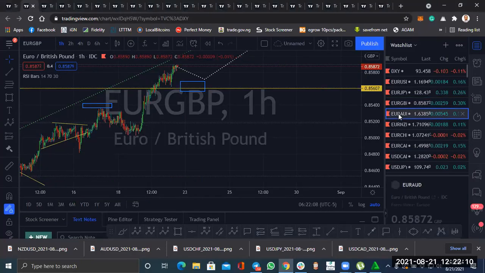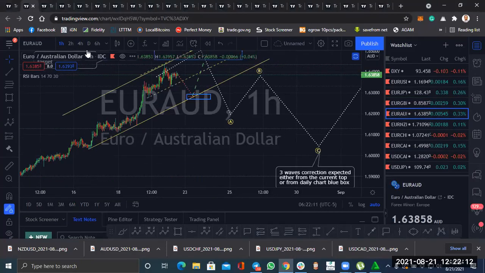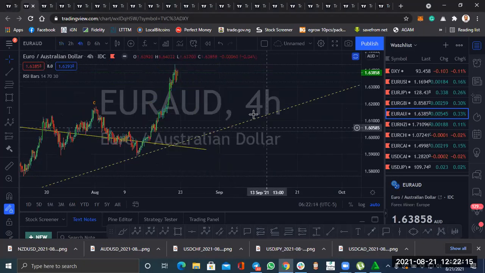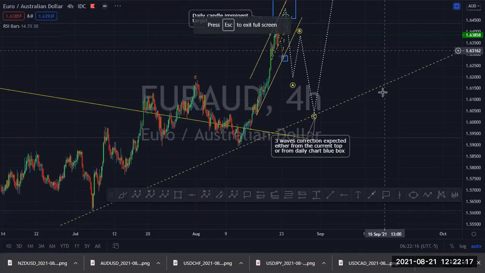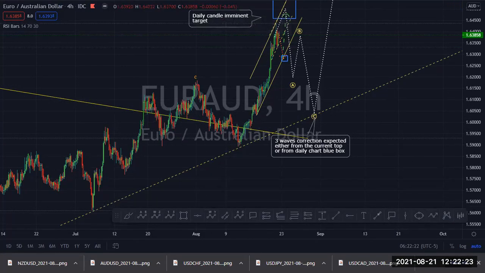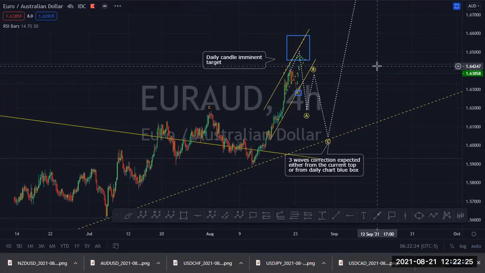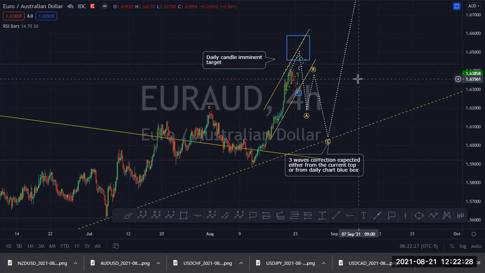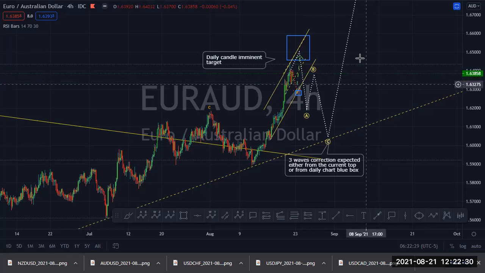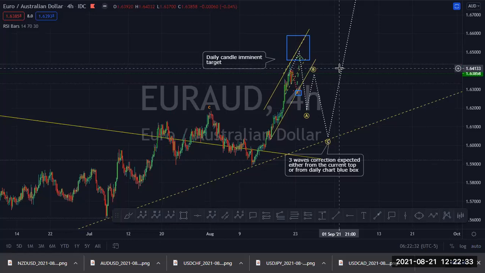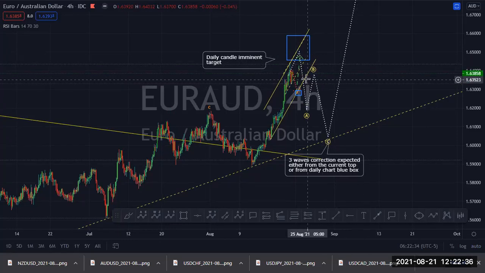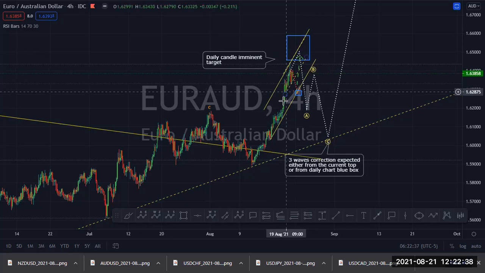The next is Euro AUD. We are equally looking for a 3 waves pullback again, or 3 waves correction, based on the 4 hours. Now let me be mindful of this, because we have a little pin here. The pullback, or the correction, might have started. At least, okay, I better go to 1 hour.